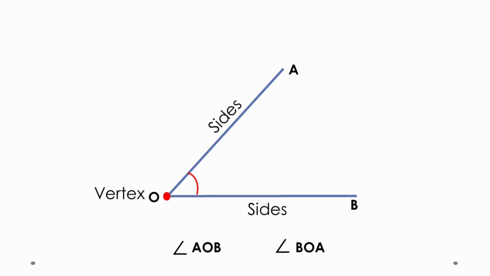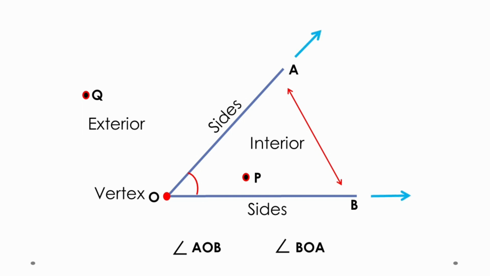The portion between the two arms is called interior, and the portion outside the two arms is called exterior. Any point lying between the area of two arms is called an interior point, and any point lying outside is called an exterior point. In this case, P is an interior point and Q is an exterior point. The interior part of the angle is not restricted. As the rays can be extended indefinitely, the area of the interior also gets extended to the same extent.